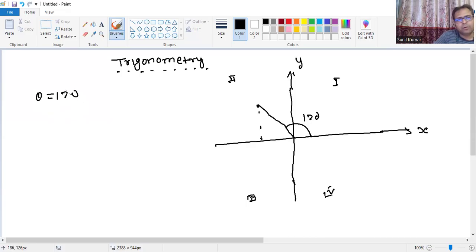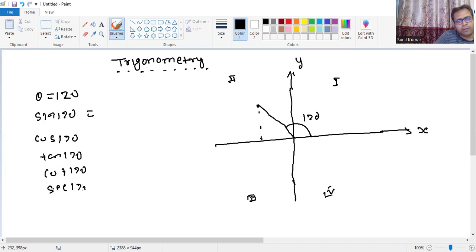Okay, so if we have theta 120 and we have to find the value of sine 120, similarly cos 120 and tan 120, and the remaining three: cot 120, then sec 120 degree values and cosec 120 degree values. So what the values of all these are, we are going to learn here.